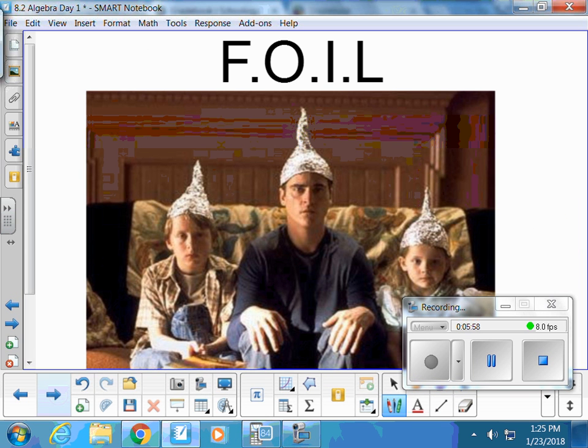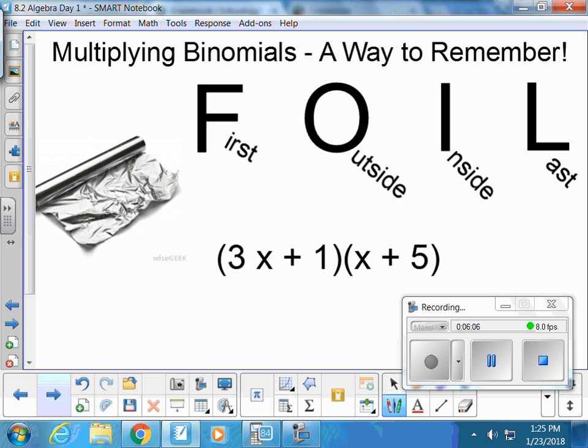This is just for fun. Did anybody ever see this movie? It's the movie Signs, and they're wearing the foil hat so the aliens can't read their minds. It was funny.